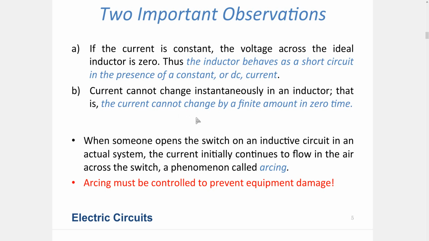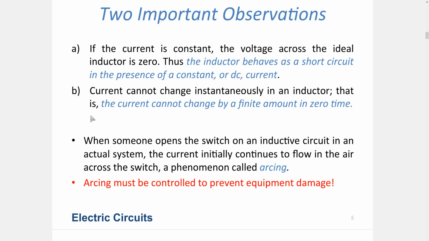So the inductor is more useful with time-varying currents, which means alternating currents. It will show some impedance. It will impede the flow of current when the current depends on time.